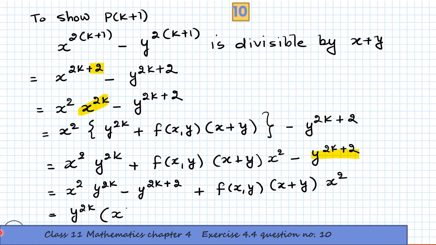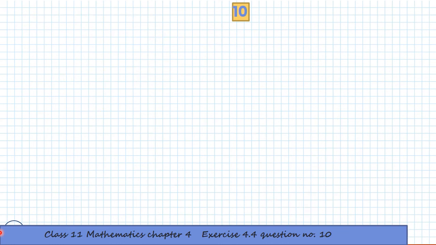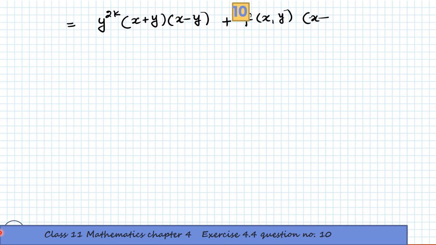Now consider the last term y power 2k plus 2, that is my second term now. Then write the function in terms of x comma y into x plus y into x square. Reason, now this term is a multiple of x plus y. So consider the first and second term. Here y power 2k is common, remaining x square minus y square. The last term will be the same. Now we want to use the formula x square minus y square value x plus y into x minus y. Therefore, y power 2k into x square minus y square, by the formula, x plus y into x minus y.